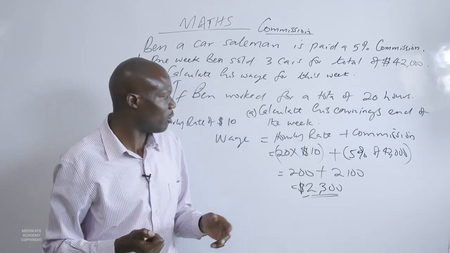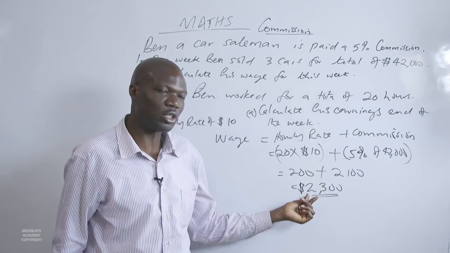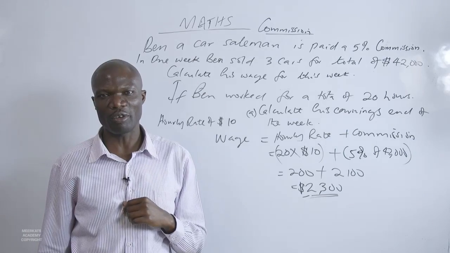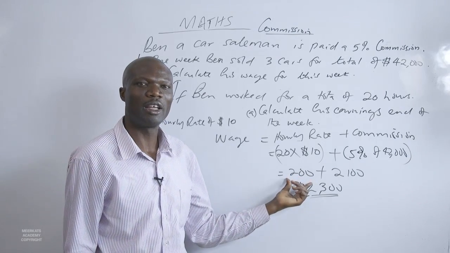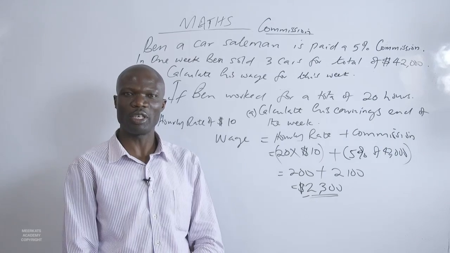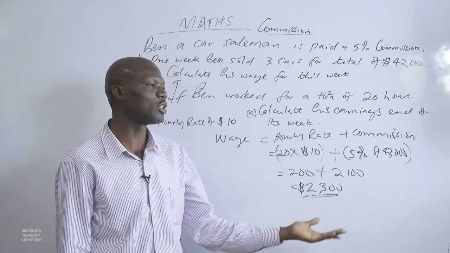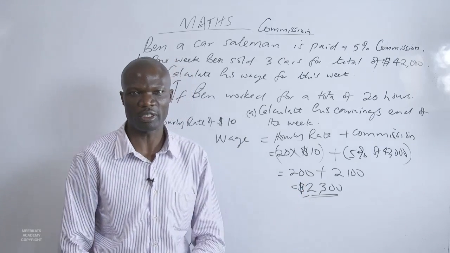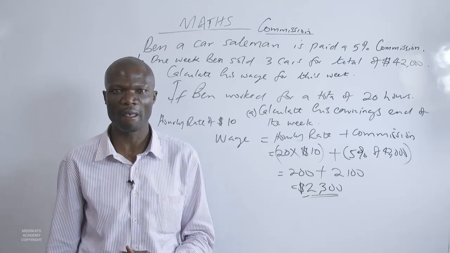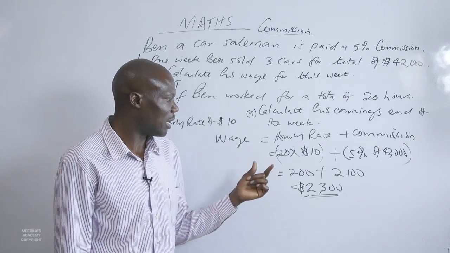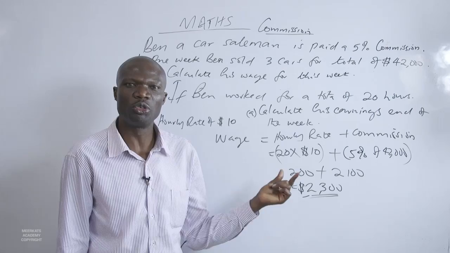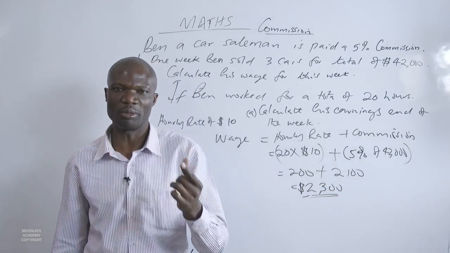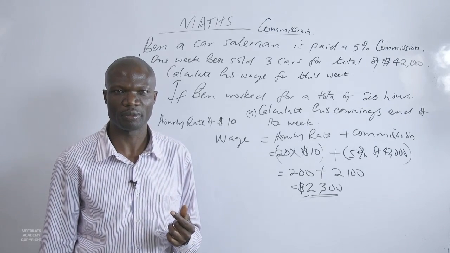So if Ben worked, he would take home $2,300. If Ben did not work at all, he will not walk away free. He will walk home with the number of hours he was going to stand as he waits for clients so that he can sell. He was standing there waiting to sell for 20 hours that week. We shall still pay him the $200. But if he happened to sell, then we shall have the hourly rate plus the commission.